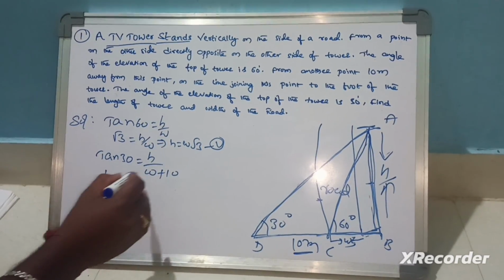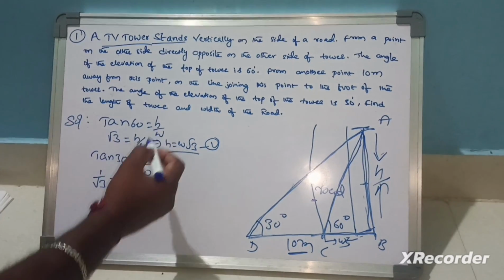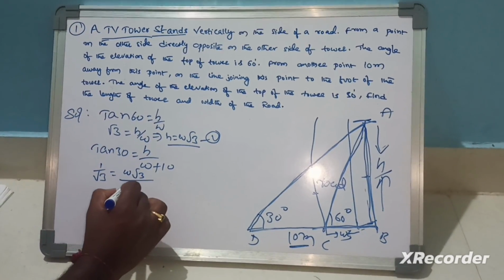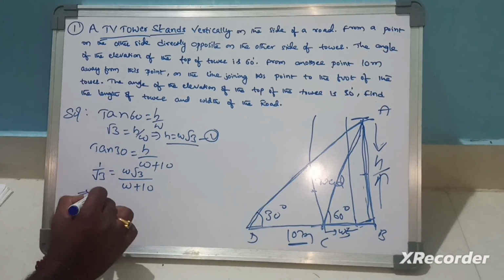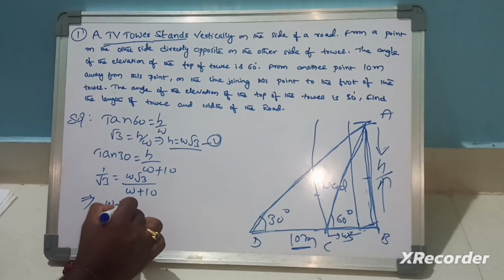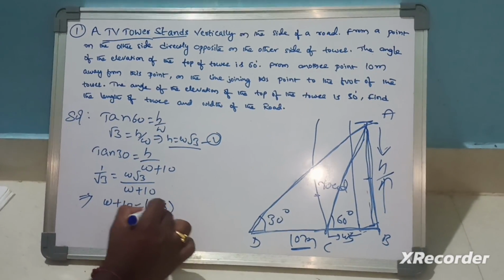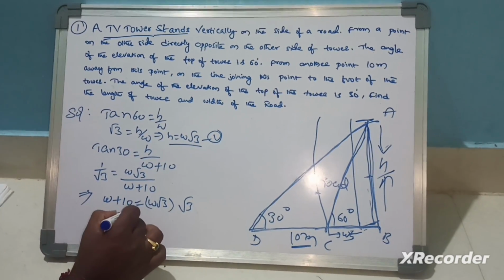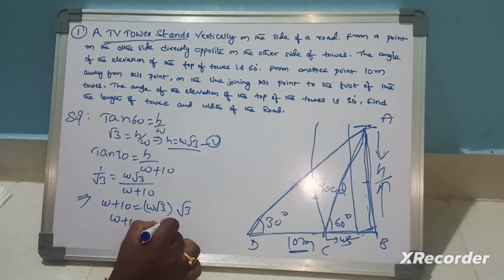And h by, okay, I'll do one thing directly here. Here we know h equals w√3, right? I'll just apply w√3 over here. Okay, w√3 by w plus 10. What happens if I multiply: w plus 10 equals w√3 into √3, right? Okay, now w plus 10 equals w into 3.